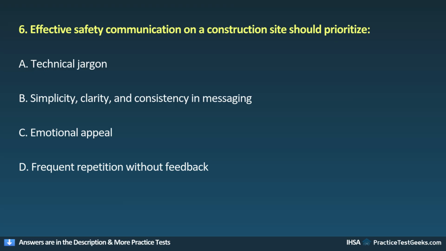6. Effective safety communication on a construction site should prioritize A. Technical jargon. B. Simplicity, clarity, and consistency in messaging. C. Emotional appeal. D. Frequent repetition without feedback.